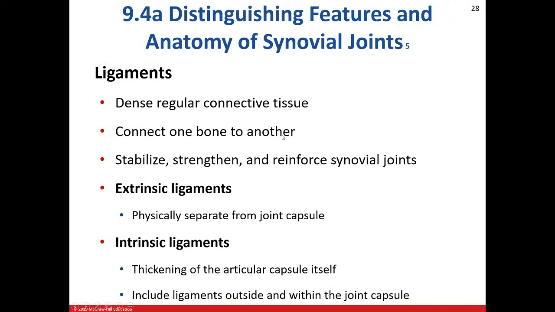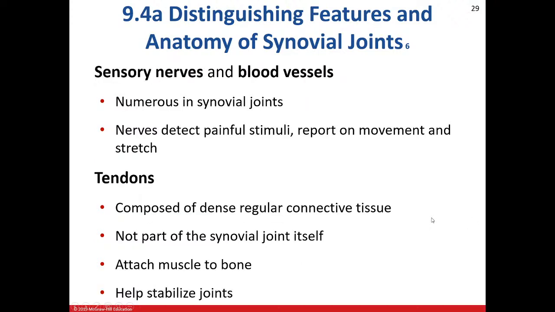All right. Then we have ligaments composed of dense, regular connective tissue. They connect one bone to another. That's the basic definition of a ligament. They are made up of dense, regular connective tissue, and they connect bone to bone. Their function is to stabilize, strengthen, and reinforce the synovial joints. We have extrinsic ligaments, which are physically separate from the joint capsule, and then we have intrinsic ligaments, which are a thickening of the articular capsule. In other words, they are part of the joint capsule, and they include ligaments outside and within the joint capsule.